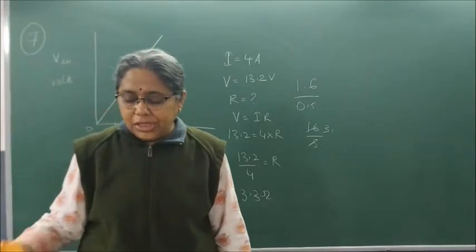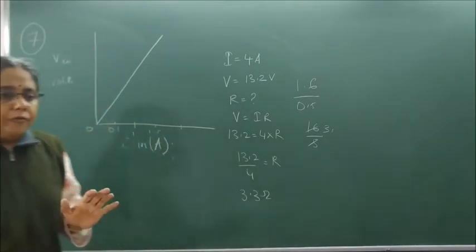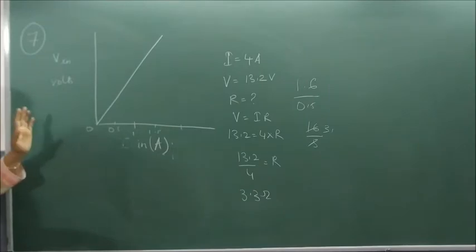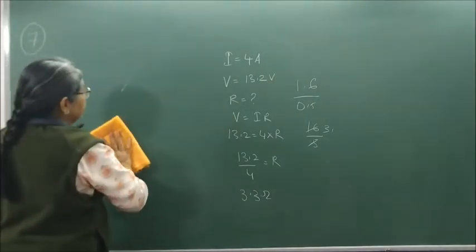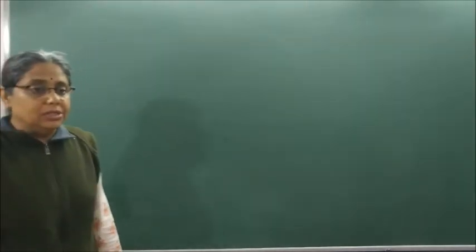Now for the sixth problem, leave space for the graph to be drawn. The graph will come something like this, a straight line passing through the origin. Now for the sixth one, please mark your numbers correctly. Mark the sixth problem.